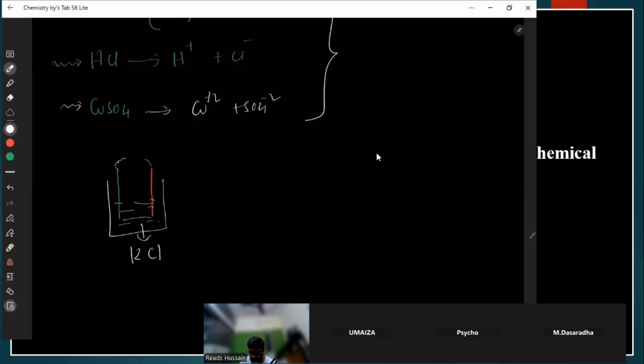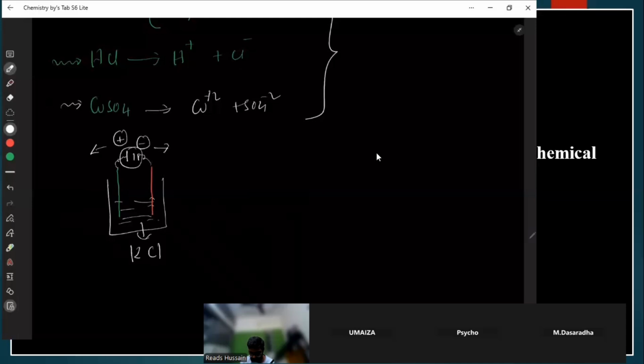These two electrodes are connected to a battery. This is the positive end of the battery, and this one is the negative end. That means one is a positively charged electrode and the other a negatively charged electrode. When we switch on the battery, what happens? The current enters into the cell, then potassium chloride splits into K+ and Cl- ions. These K+ ions are cations and Cl- anions.